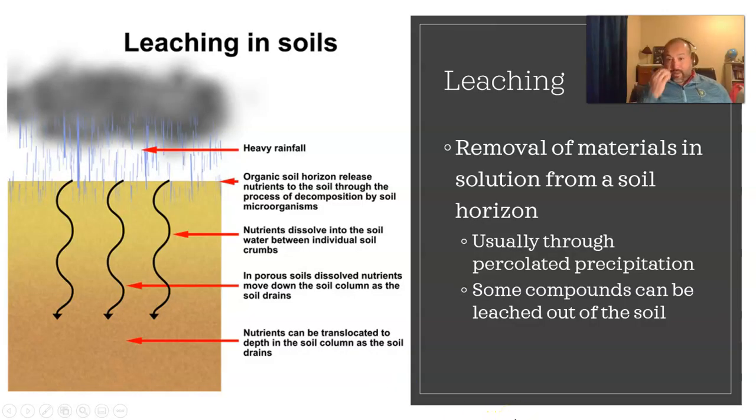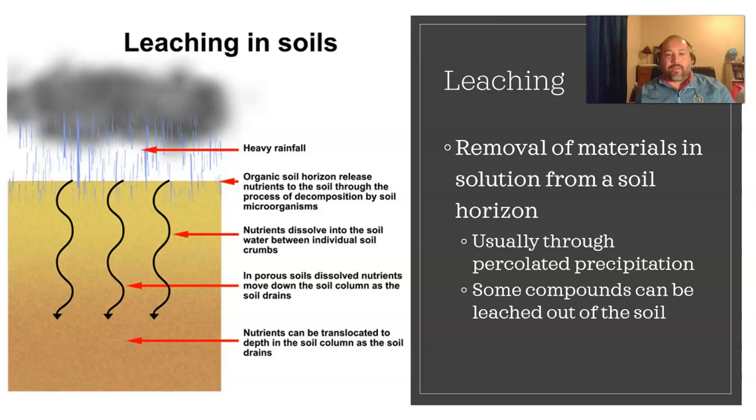You can also have leaching. Leaching is the removal of materials in solution from a soil. We'll go into detail about what a solution is, but basically the idea is that you've got minerals that need to be in water to be active, to be able to be taken up by plants. Usually this happens with percolated precipitation. So you have precipitation and water, and then the water pushes things down through the soil. Some compounds can actually be leached all the way out of the soil. So how does it work?